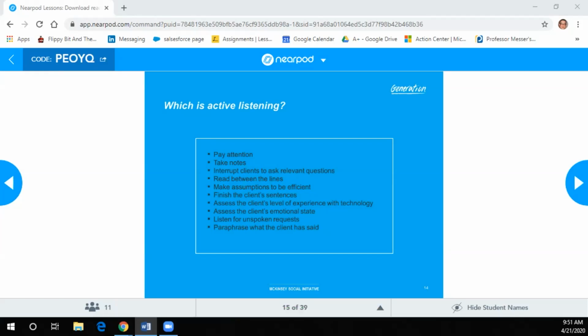Obviously, the last statement on the list, paraphrasing what they said, is basically what we want. We want to paraphrase and express the meaning of what the person said, but trying to use slightly different words. Any questions or doubts on this slide?